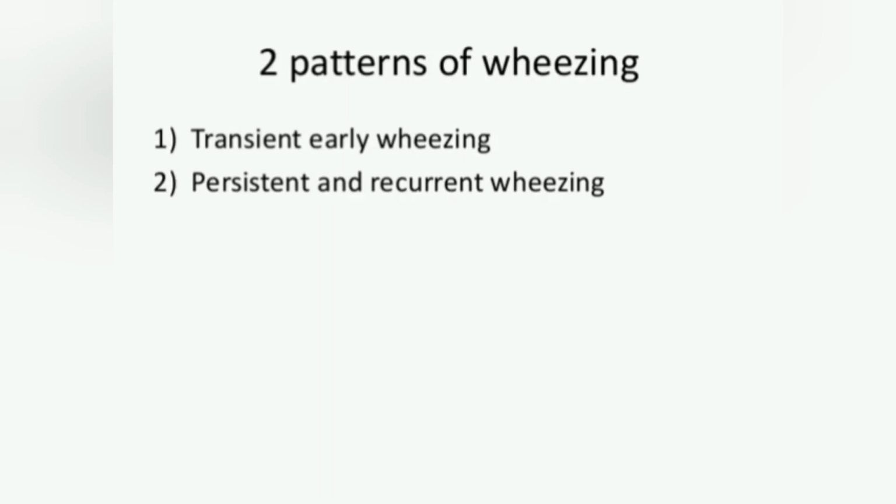The second one is persistent and recurrent wheezing. It may involve the presence of IgE in the blood and exposure to allergens like house dust and pollens. So these are the two patterns of wheezing. The first one, transient early wheezing, may be caused by smaller airways. The second one, persistent and recurrent wheezing, may be induced by allergens like house dust and pollens.